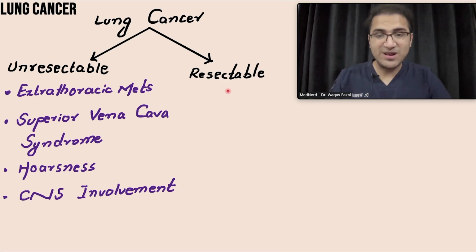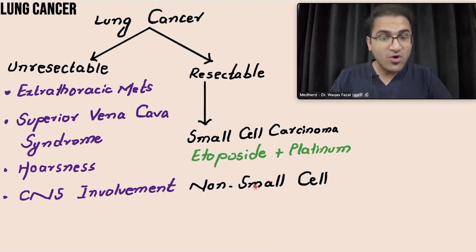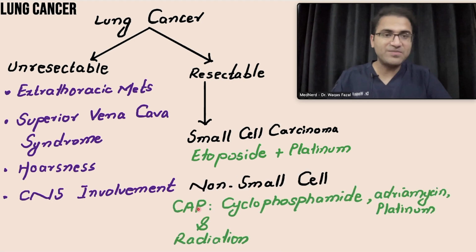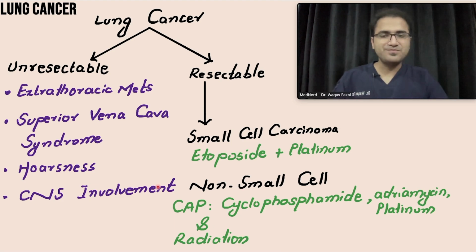If the tumor is resectable and on biopsy you see that it is a small cell carcinoma, small cell carcinoma can be treated with chemotherapy and surgery is not required. It can be treated with etoposide in combination with platinum. These are chemotherapy drugs given in small cell carcinoma. If it is a non-small cell cancer, you give CAP therapy, cyclophosphamide, adriamycin and platinum, and radiation is also given, and surgery is also performed in patients with non-small cell lung cancer. So the main important thing is whether it is a resectable or an unresectable tumor. Chemotherapy mainly for small cell, and chemotherapy with radiation therapy with surgery for non-small cell lung cancers.